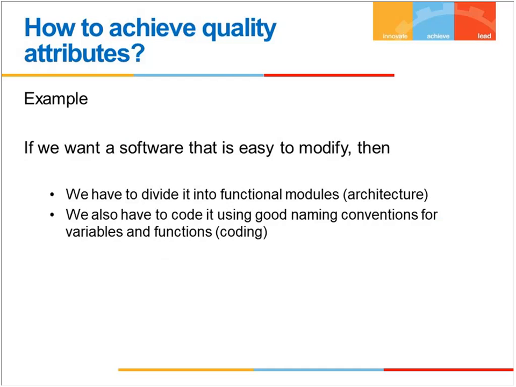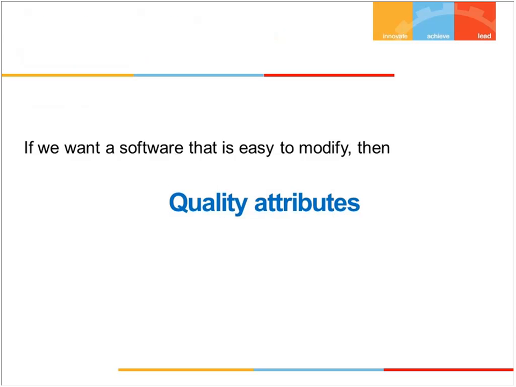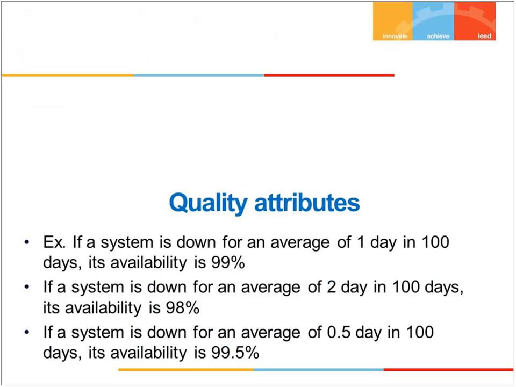Similarly, if you want to develop a software that is easy to modify, the architectural approach would be to have a modular approach, different functional modules. At the same time, the coding has to follow certain discipline. We have various conventions, variable naming conventions and code writing conventions, which will also help in easy maintainability. So now let's look at the quality attributes one by one.